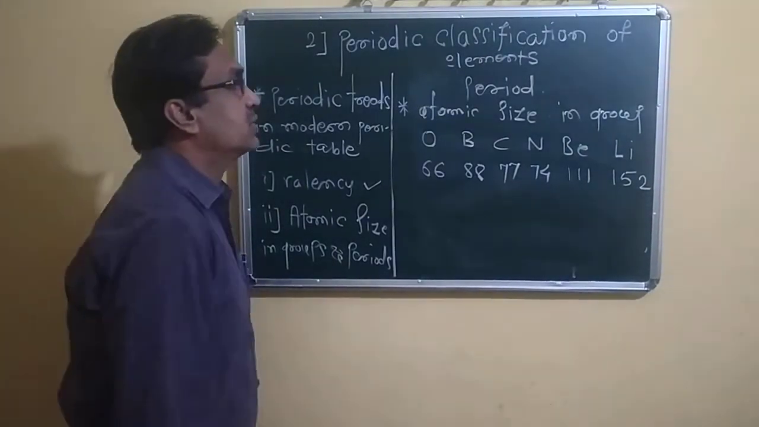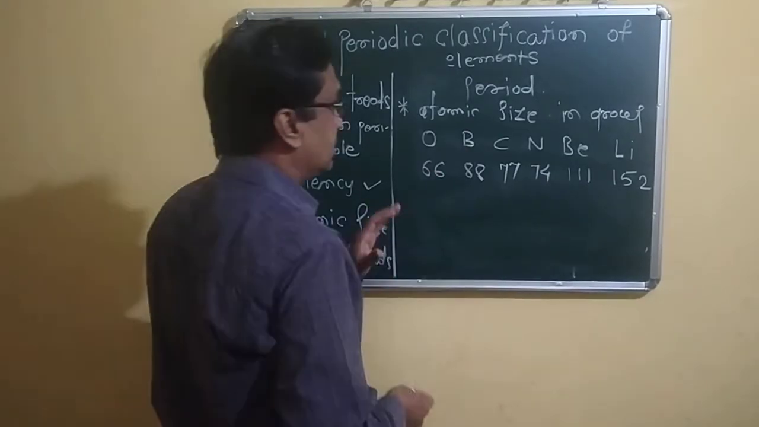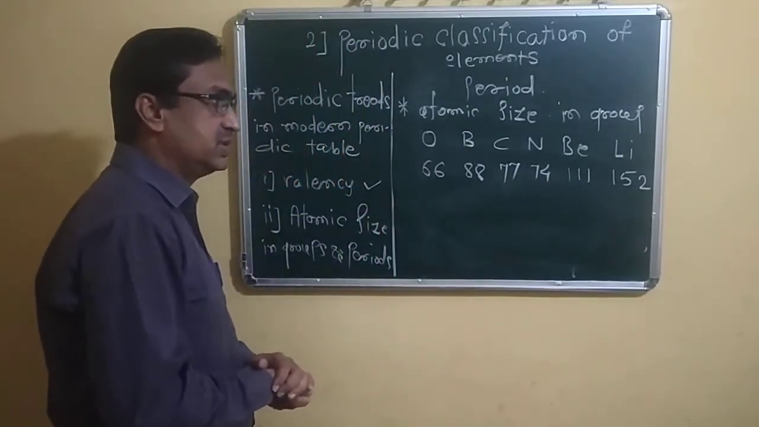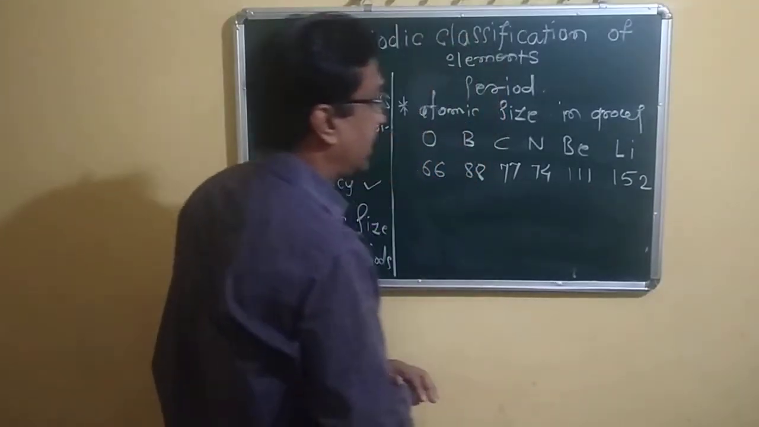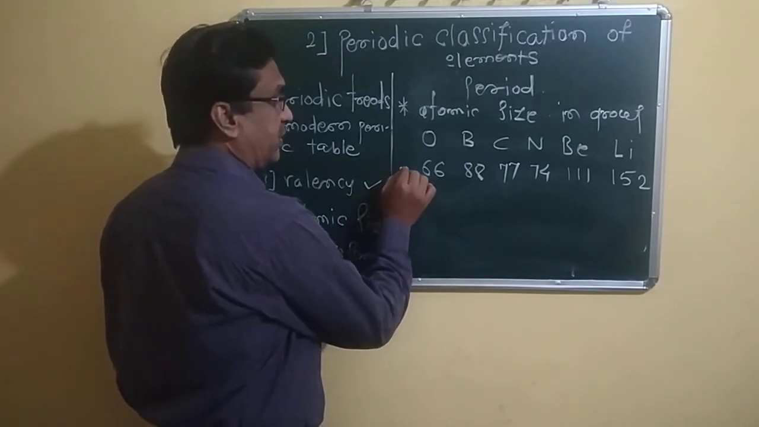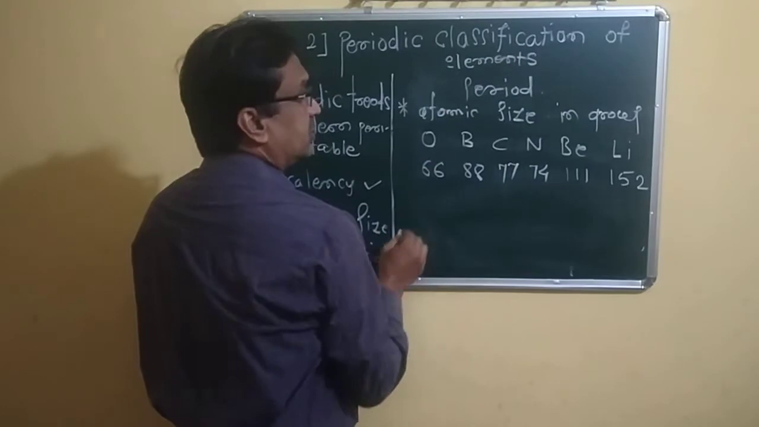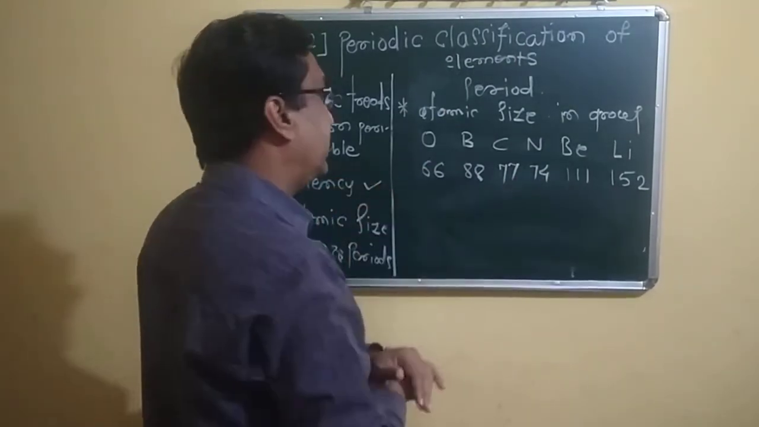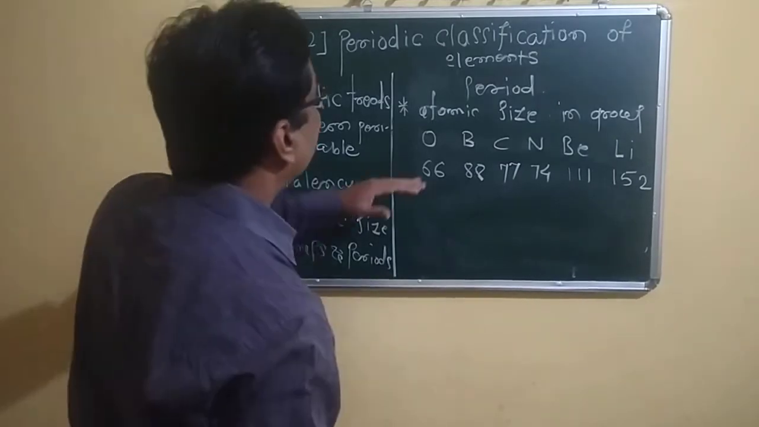So what we have to see? We have to arrange all these elements from maximum to minimum, that is greatest radius first. These are the atomic radii. So we have to arrange this data in decreasing order of their atomic radius.